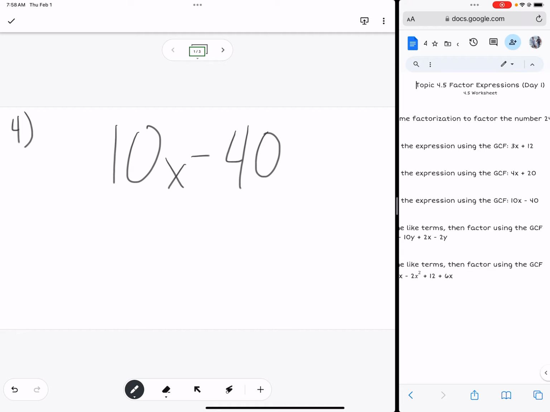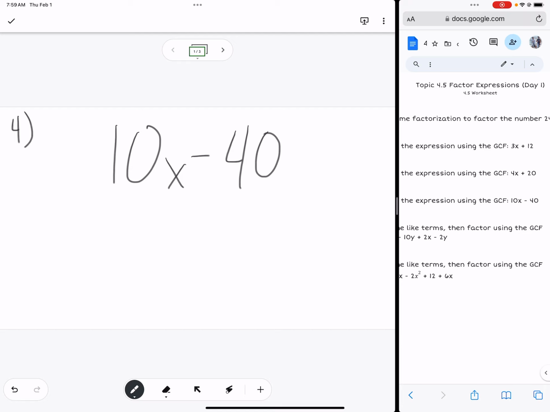Does subtracting make it negative? Yeah, exactly. You keep the negative when you factor it. Yes, you keep the negative because you're technically dividing negative 40. It's negative 40, yeah, so you're dividing by negative 40. You could do plus negative 40 or minus 40. Minus 40, yeah.